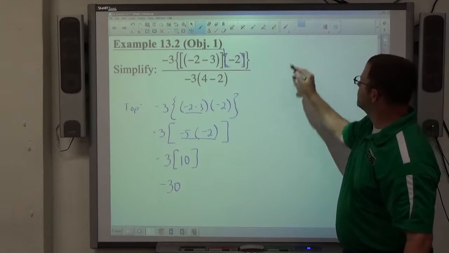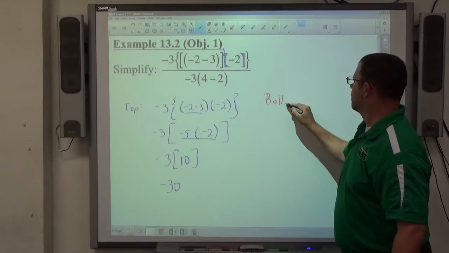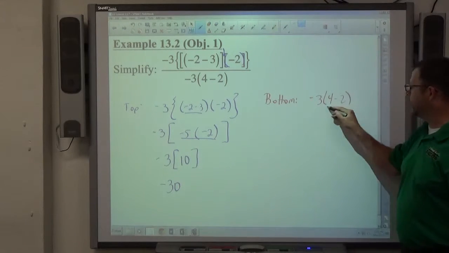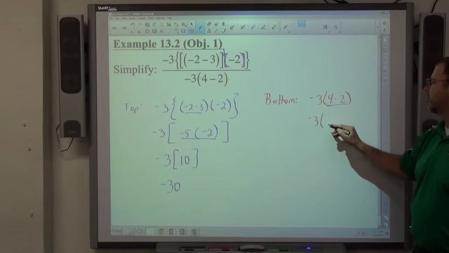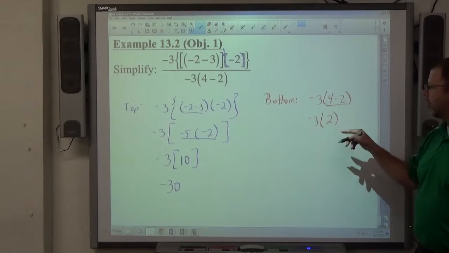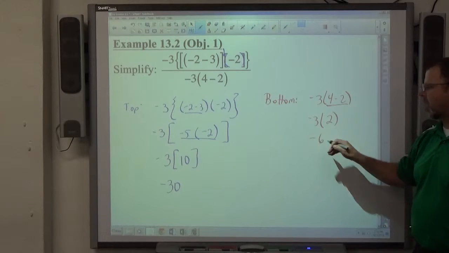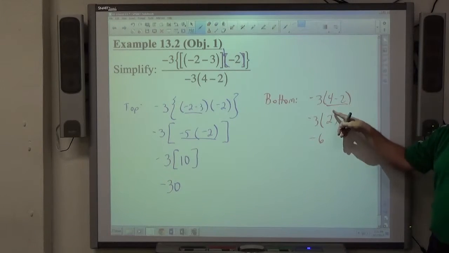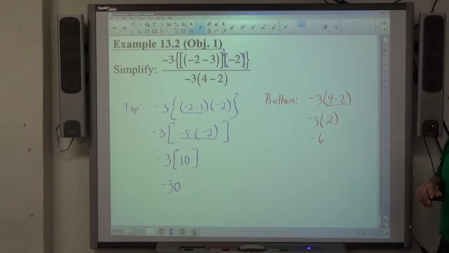The bottom is -3 parentheses 4 minus 2. That's just a simple group here, so we do the group first. 4 minus 2 is 2. We multiply -3 and 2, which makes -6. Opposite signs give me a negative. I subtracted here because the signs are different. 4 is bigger, so it's positive. Those are the rules happening there.